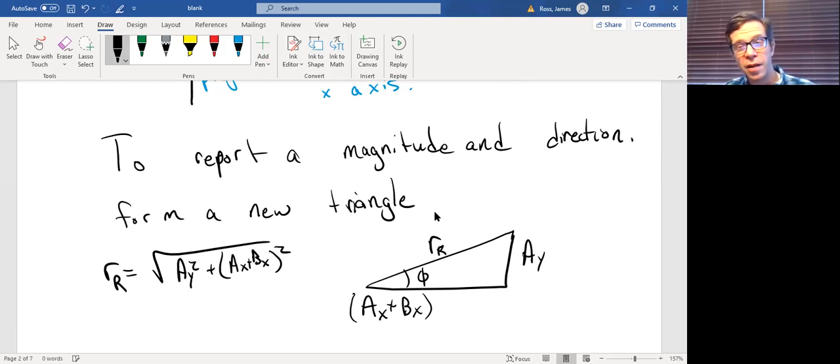squared. I should have done this in general instead of having one where the y component of B was 0. But this would just be AY plus BY and then squared if that was non-zero.